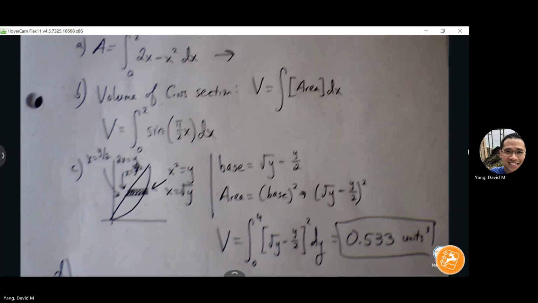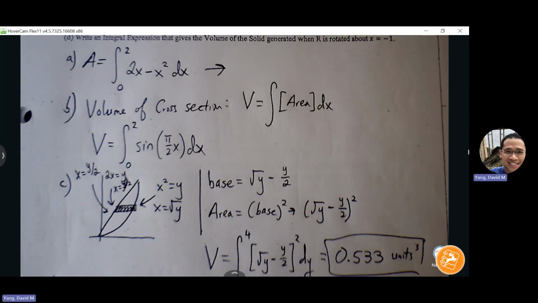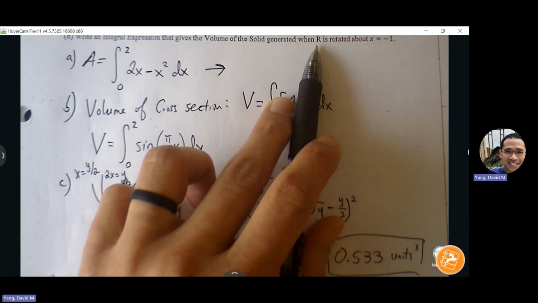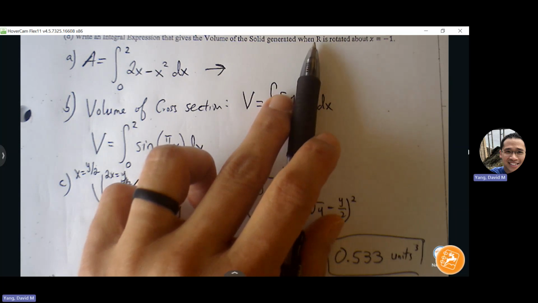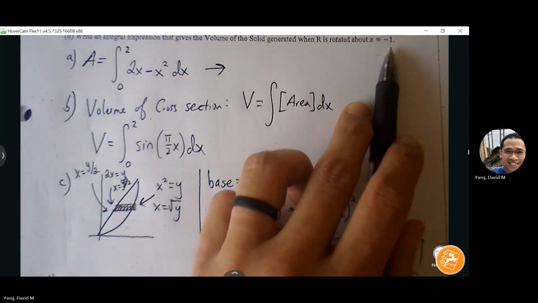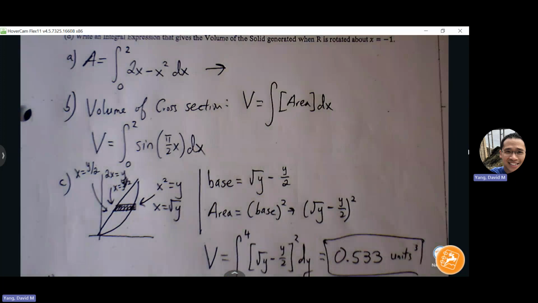In part D, write an integral expression that gives the volume of the solid generated when the region R is rotated about the line x equals -1. So this is a horizontal or vertical line here. Vertical line, okay? And because there's rotation going on, this has to be either which method? Either washer or disk, but there is no flat surface here, so this has gotta be washer, yeah.